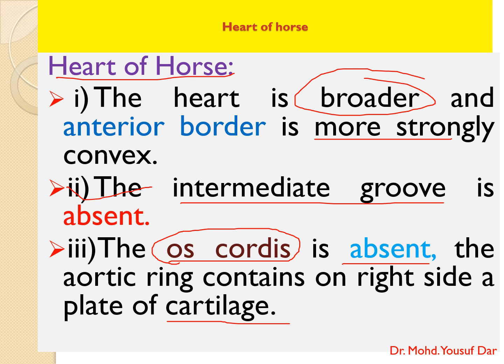The os cordis is a visceral bone that is present in the aortic ring of the heart of the cattle. These are two in number, right and left. The right one is larger and triangular in shape. Both the right and the left visceral bones are present in the aortic rings in cattle, but in the horse the os cordis is absent.